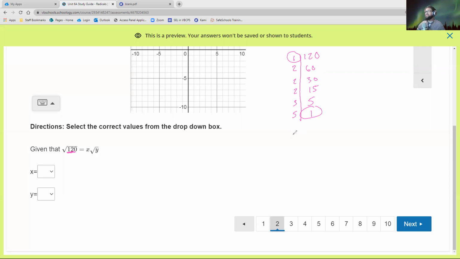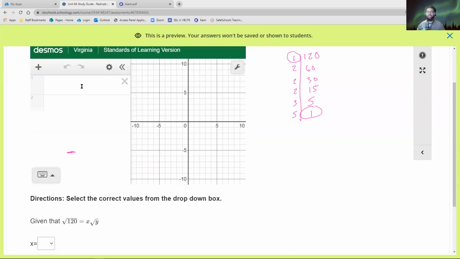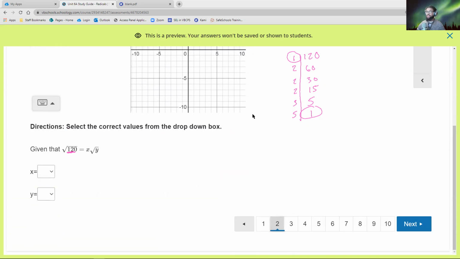If you need to check these numbers as you're going on, that's what this Desmos is here for. If you need to check to see whether something is a factor of or not, that's what Desmos is there for. Divide whatever you're testing by the prime number. If it gives you a decimal, we can't use it. If it doesn't give you a decimal, then you're good to keep going.